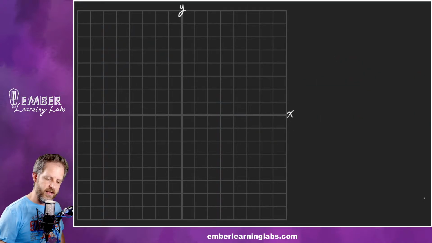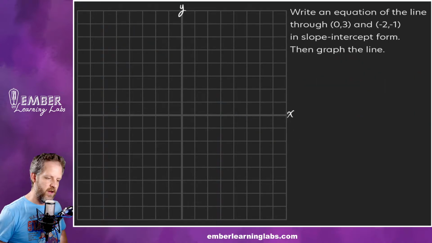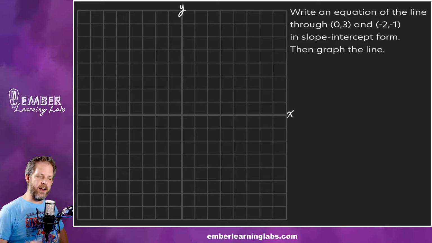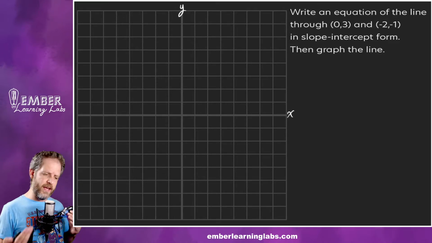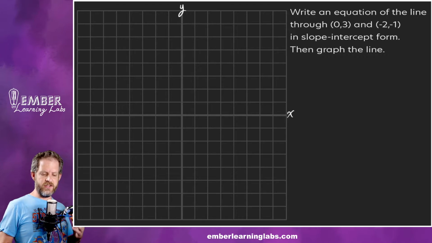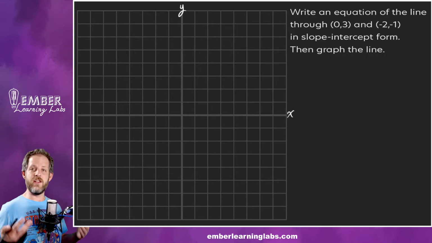All right, let's do another example. We're going to write an equation of the line through 0, 3 and negative 2, 1 in slope intercept form, then graph the line. Okay, so we're given 2 points this time. So we want this in slope intercept form, right? And so we need to know what the slope is.